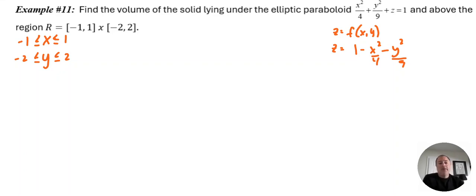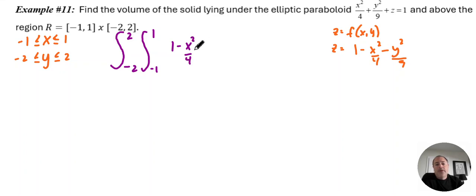I'm going to start writing out the integration. Again, it doesn't matter if we start with x or start with y. I'm going to start with x, so I'm going to leave my y's on the outside. I'm going to integrate from -1 to 1. I'm going to write down my z function of 1 minus x squared over 4 minus y squared over 9, dx dy.